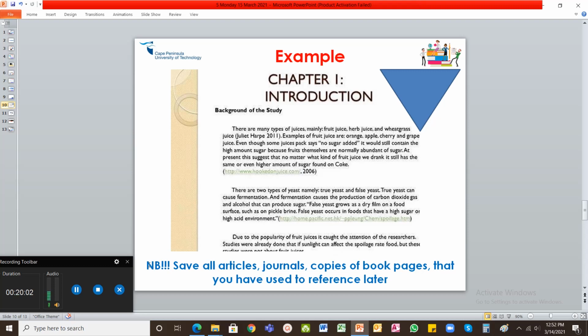If you are going to use journals or books from the library, please, please, please, and this will not be repeated again, save all your articles electronically. Make photocopies of the books, or at least the cover of the book and the page number where you got your information. Because in the later lessons, you will need this when we do referencing. So please do not lose any of your work. Keep them in order. Start building your data bank.